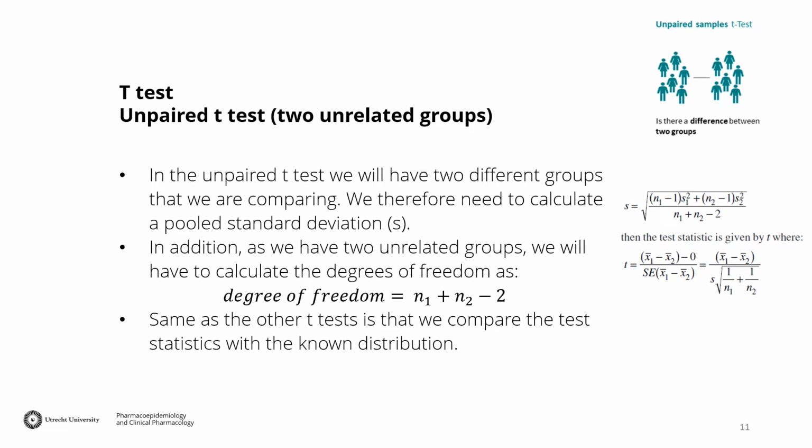Then, similarly to the other two t-tests that we have done, we also need to calculate the test statistic. The formula for this is very similar. Here we just use the pooled standard deviation instead. Otherwise everything is the same. Again, you will compare that to the t-distribution because this is a t-test, and then you would see what the p-value for the test that you just performed is, and then you would interpret that.